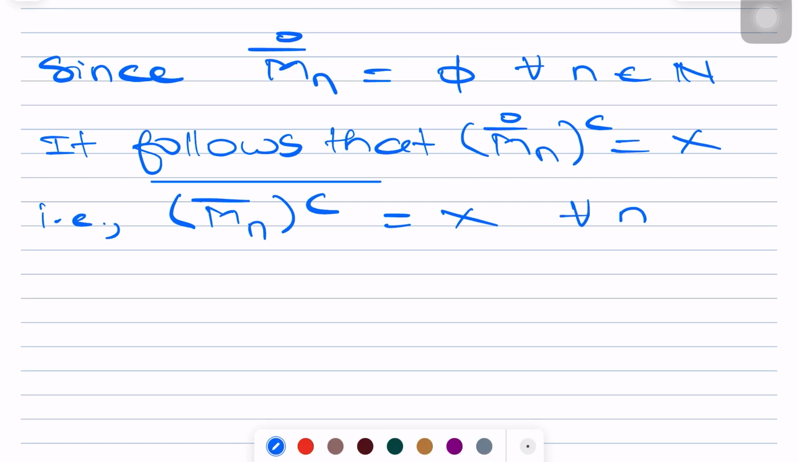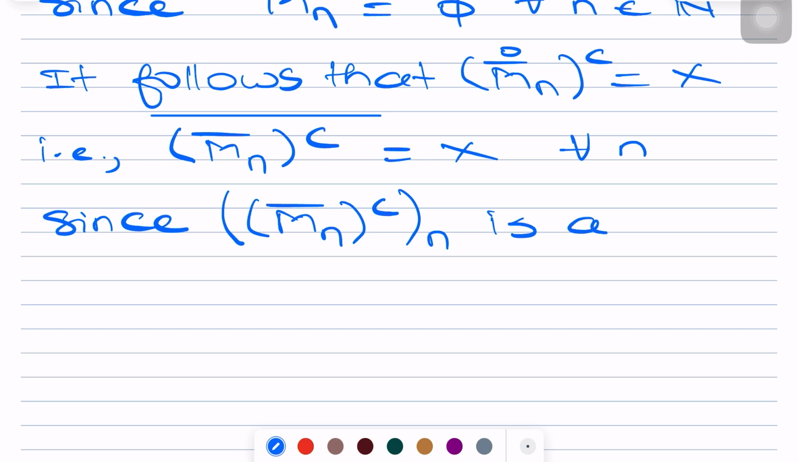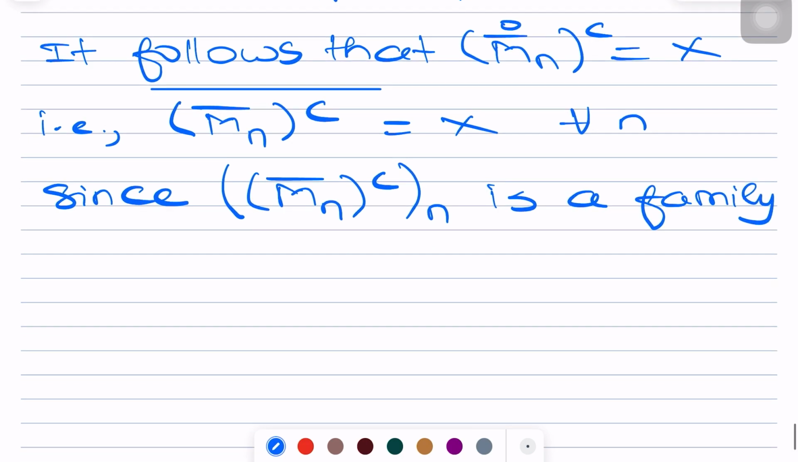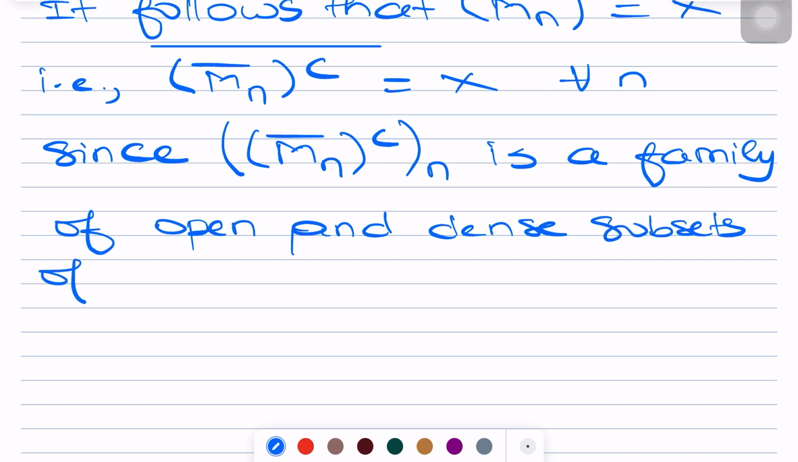So this holds for every n. Since this closure of Mn is always closed, as we know, the complement will be open. So since this is a family or a sequence of open and dense subsets of X, it follows from the Baire Category Theorem.